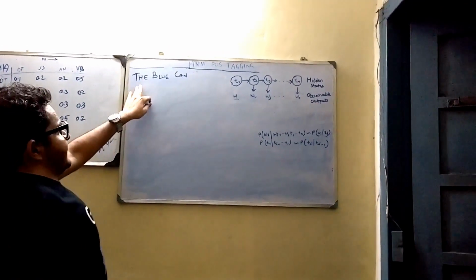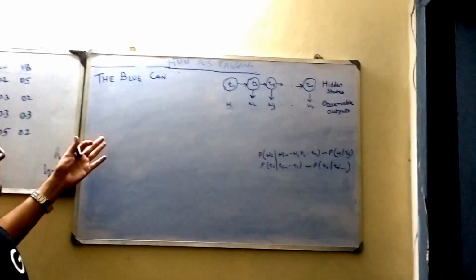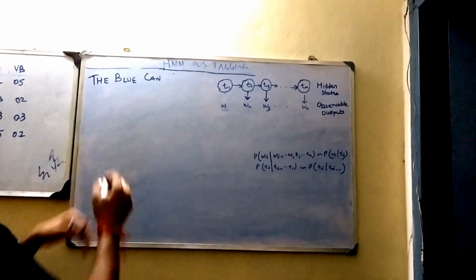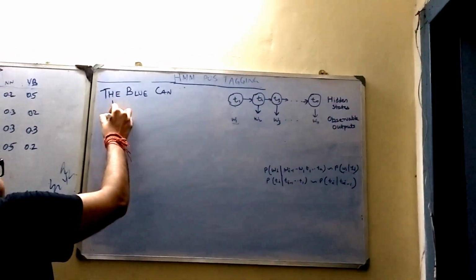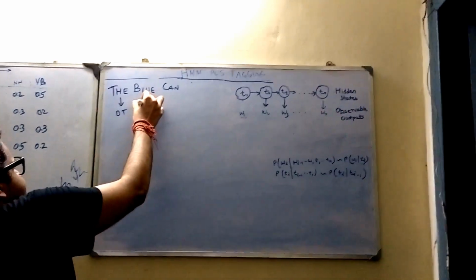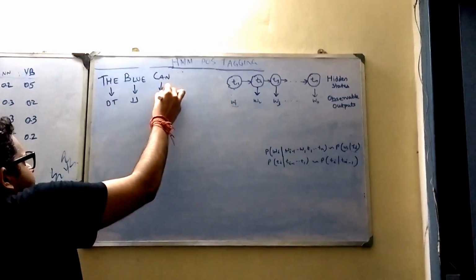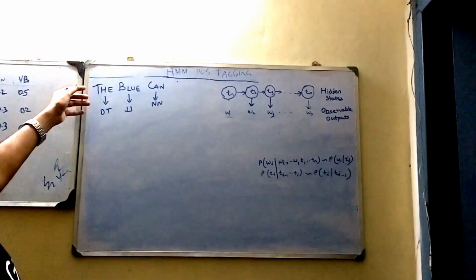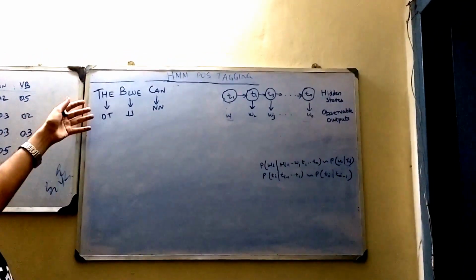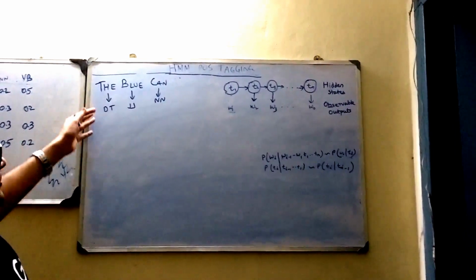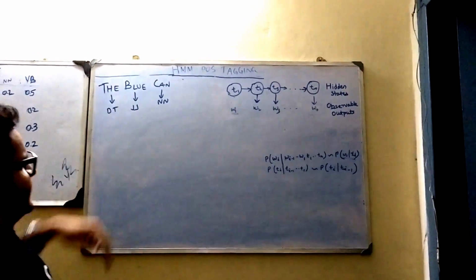Suppose you have a sentence, the blue cat. A part of speech tagging for this sentence would be determiner for the, adjective for blue, and noun for cat. So we need to come up with a method, or we need to build a system that will help us to tag any sequence of words.